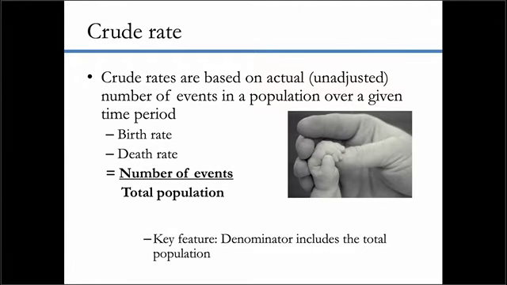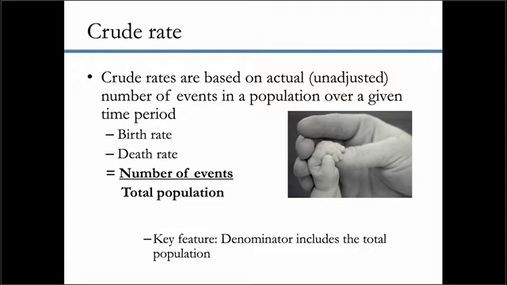So crude rates are based on actual unadjusted numbers of events in a population over a given time period. So this could be something like the birth rate, which would be the number of new births in the population in, say, 2018, how many children were born, or what was the rate of birth. It could be the death rate, which could be in the population, how many people died in 2018. A key feature of these crude rates is that the denominator includes the total population.